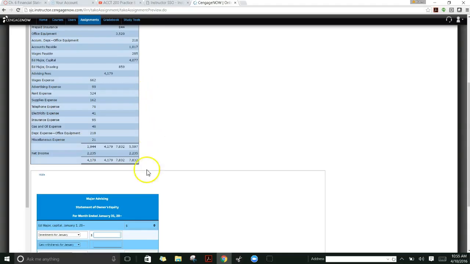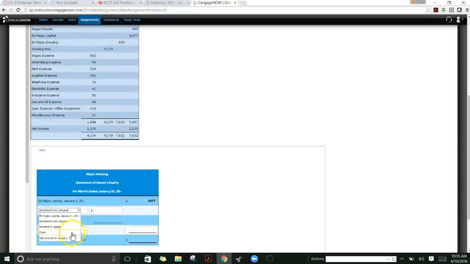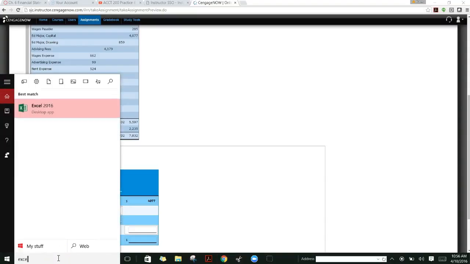So we start with capital of $4,077, and we have our net income for January, which is $2,235, less our withdrawals for January, which are $859, and that would give us an increase, and I know it's an increase in capital because the drawing is less than the income.